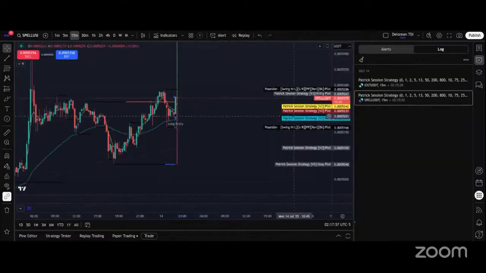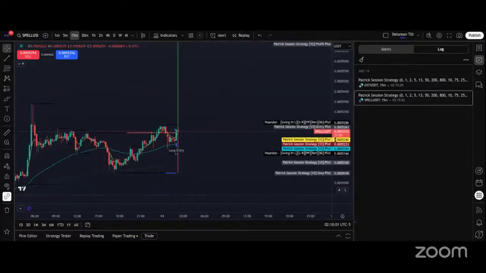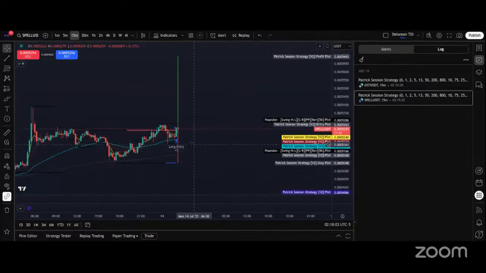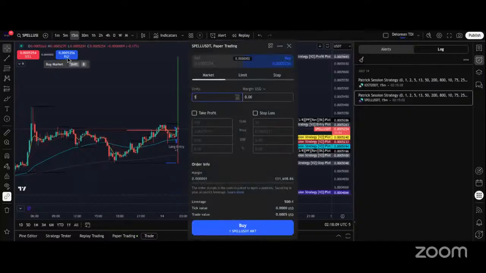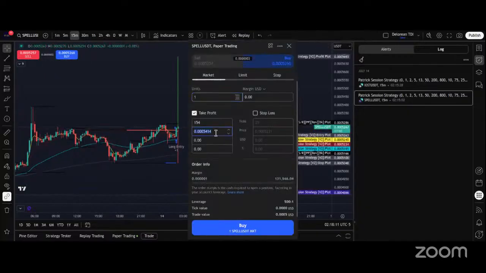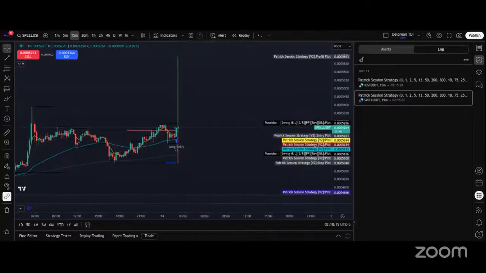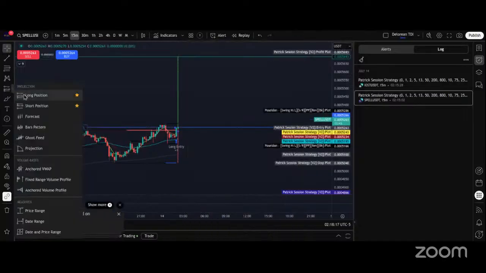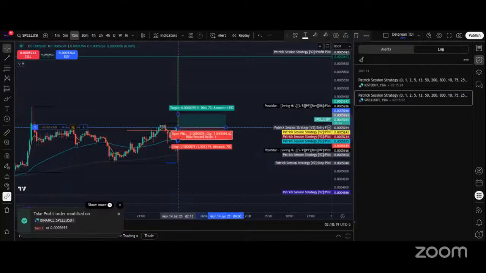Moving on, you've got SPELL USDT. Again, price above the 50, the 200, and the 800, which is an uptrend. Buyers in control of the market. This is a buy to 0.0005693. Long position.